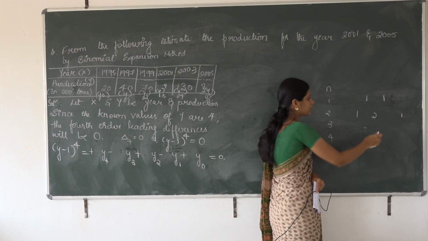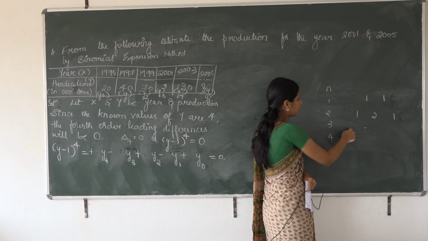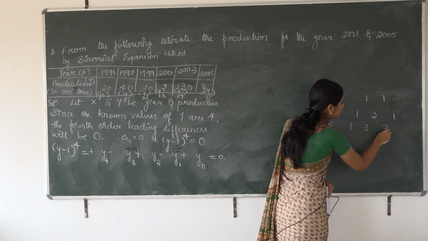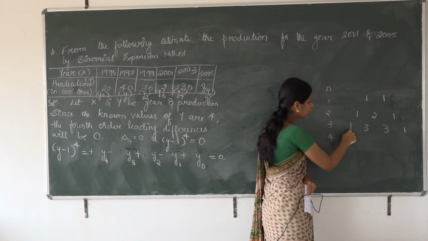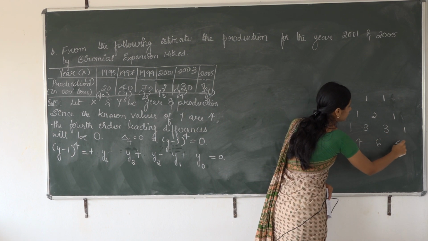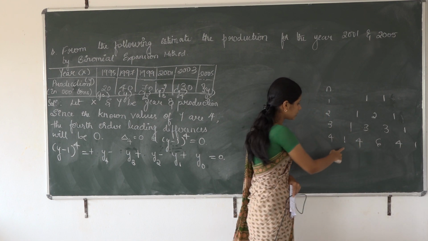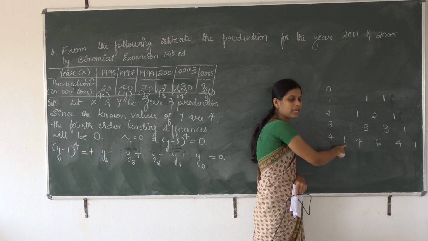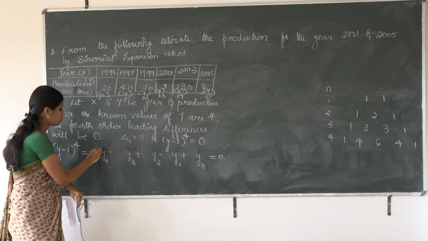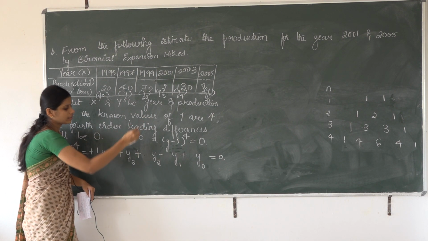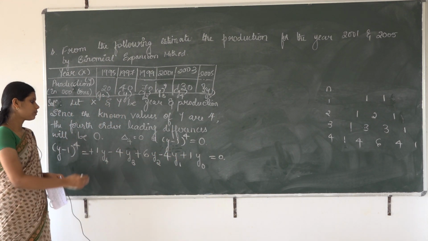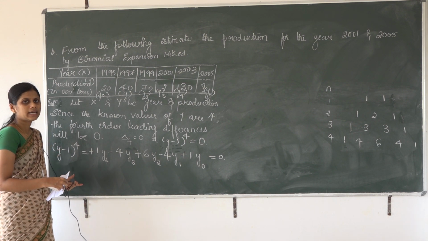Next again it will be 1. Then for 3, first 1, 1 plus 2 it is 3, write in between. 2 plus 1 is 3, again 1. Next for 4, 1 plus 3 it is 4, 3 plus 3 it is 6, 3 plus 1 it is 4, lastly 1. So these are the coefficients that we have to write. First we have to write 1, next it will be 4, then 6, 4 and 1. Likewise we will write here. First one is 1, next it is 4, then 6, then 4 and lastly 1. So like this we have expanded the left hand side of the equation.